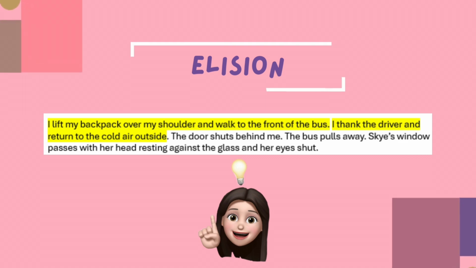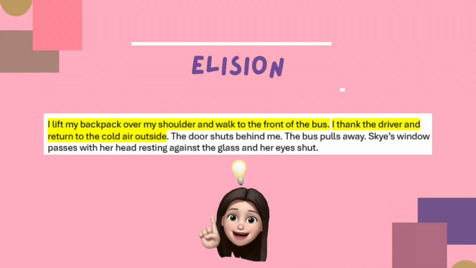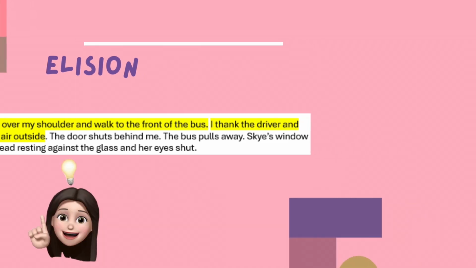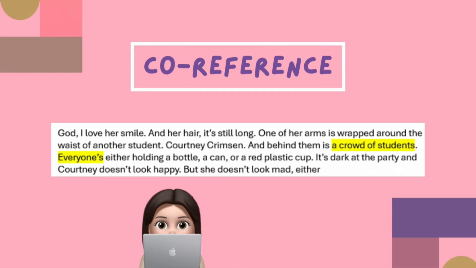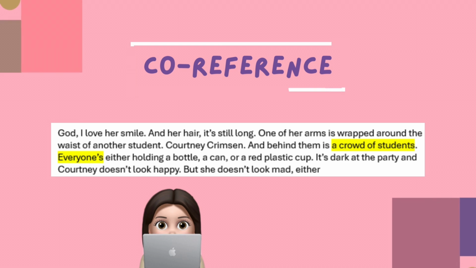"I lift my backpack over my shoulder and walk to the front of the bus. I thank the driver and return to the cold air outside." And finally, there is evidence that this novel also contains a reference, the relationship of 2 words that are referring to the same element. This paragraph first mentions a crowd of students, which then by the context, it is correct to affirm that the word everyone is referring to the same crowd of students.